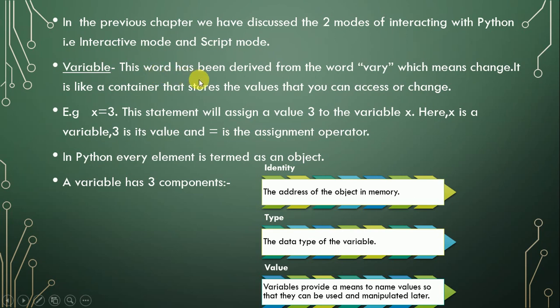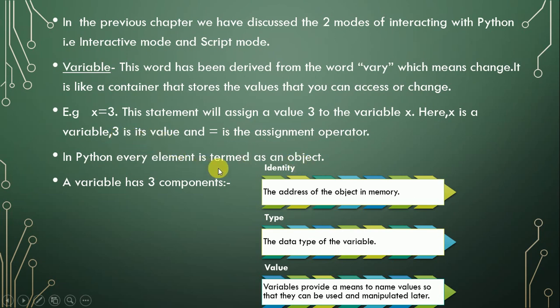The word variable has been derived from the word vary, which means change. It is like a container that stores values that you can access or change. Let us understand it with the help of an example. If I say x equals 3, this statement will assign the value 3 to the variable x. So here x is a variable, 3 is the value of this variable, and this equal to is known as the assignment operator. In Python, every element is termed as an object, so here the variable is also an object.